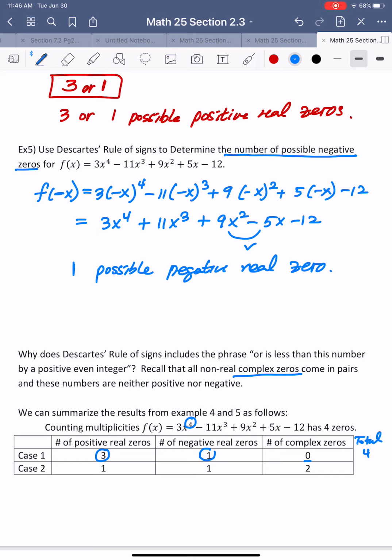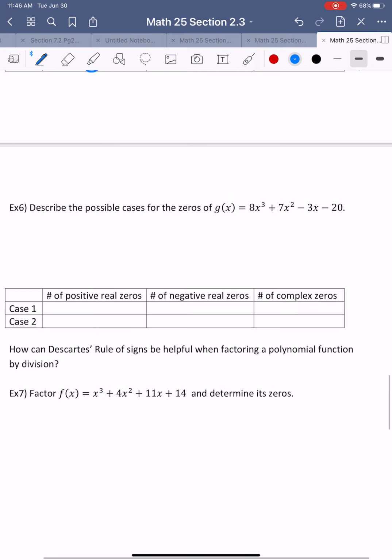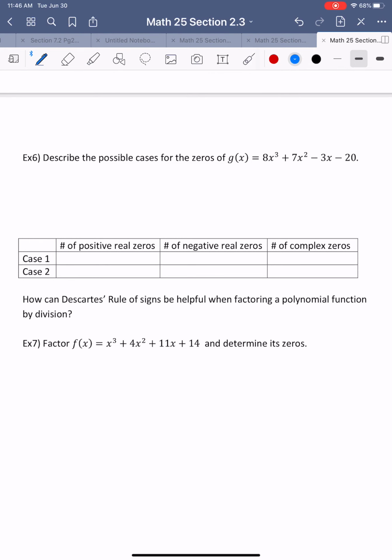Let's say there's 1 positive real zero and 1 negative real zero, which means you still need 2 more, right? Those 2 come from the complex zeros, so the total equals 4. Okay, so no matter what you get, you should get the same number as the degree. That's going to be the number of zeros. Okay, so number 6. Describe the possible cases for the zeros of g of x, 8x cubed plus 7x squared minus 3x minus 20. So the total number of zeros you'll get from that function is going to be 3. So let's get the number of positive real zeros.